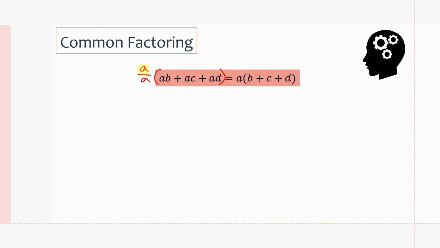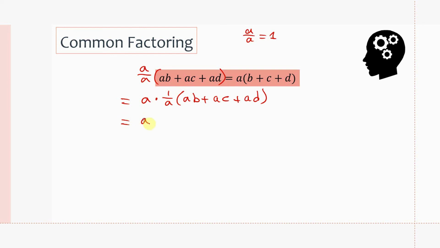If we multiply by a over a, it's the same thing as multiplying by 1, right? Because any number divided by itself will give you 1. So we are not changing the expression at all if we multiply by a over a. And if we multiply by a over a, this is the same thing as saying a times 1 over a times ab plus ac plus ad, right? A times 1 over a will give you a over a, so the expression is still the same.